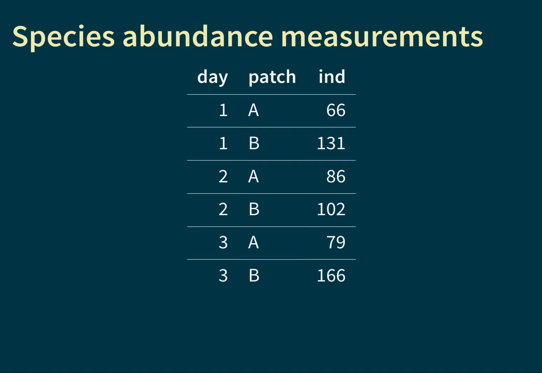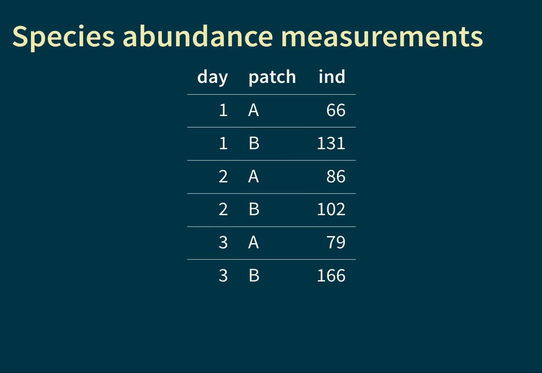So here's a very simple data set illustrating that idea. This is the whole data, so 6 rows and 3 columns. And what this documents is an imaginary measurement of the abundance of some organism of interest out in the field. So we imagine that we go out to the field on 3 subsequent days. And on each of these days, we measure the number of individuals in 2 independent locations.